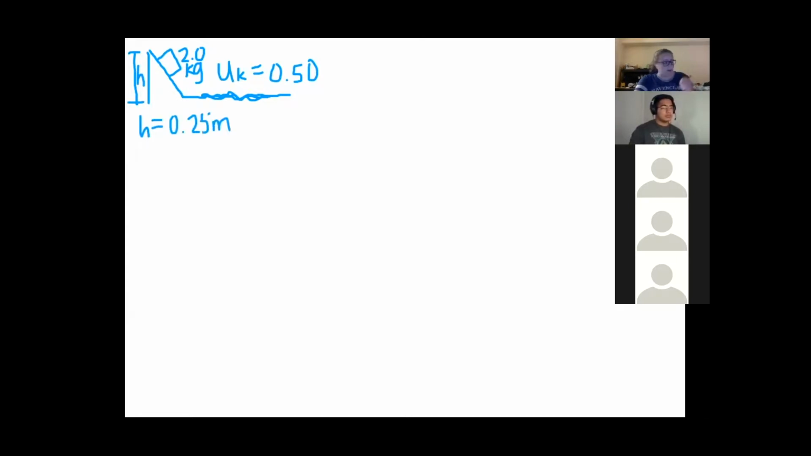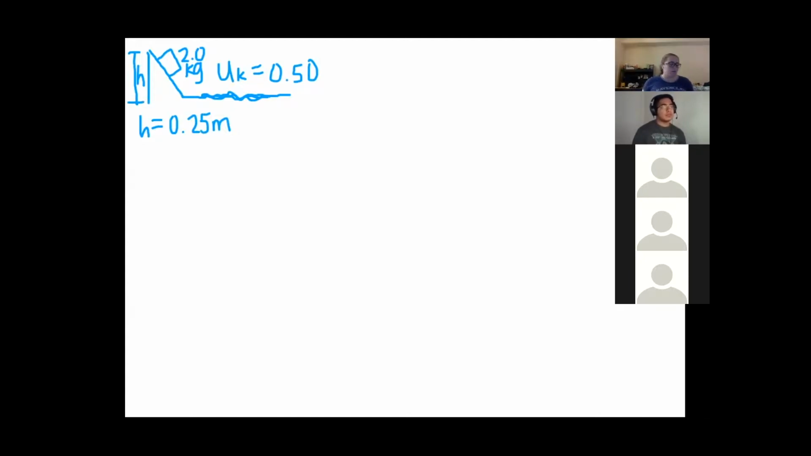Okay. So our situation here is that there is a ramp without friction and then a surface with friction, which I will draw as a messy line. The friction coefficient is 0.50. And we have a 2 kilogram box sliding down the ramp, and the height equals 0.25 meters. So that is the information that we're given at the start of this problem.